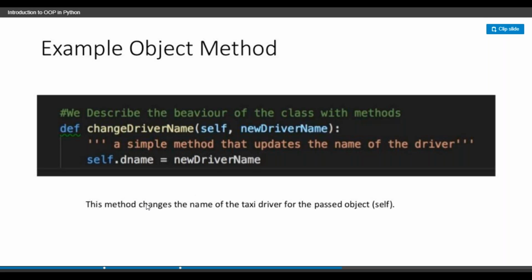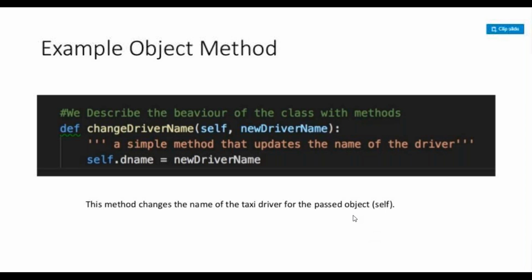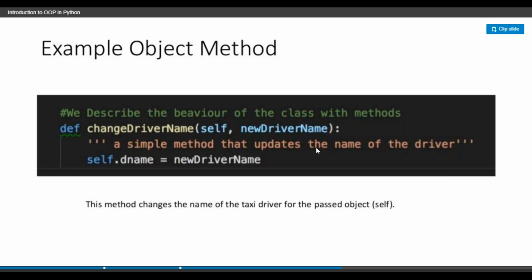new driver name. This method changes the name of the driver for the passed object self. This is the object, self is the object. You're passing the driver name, new driver name, into dname. Right? Then this is the example.